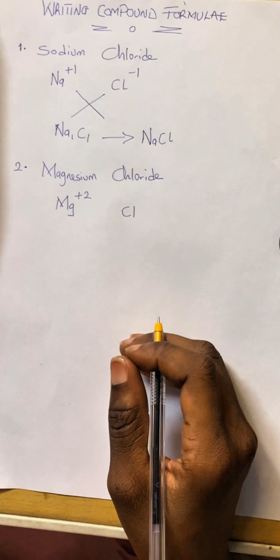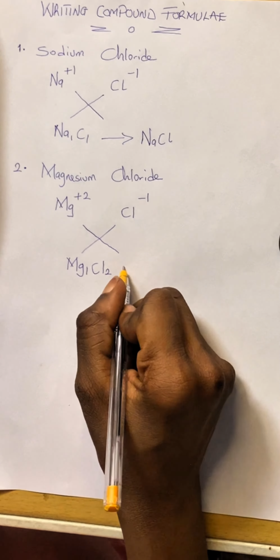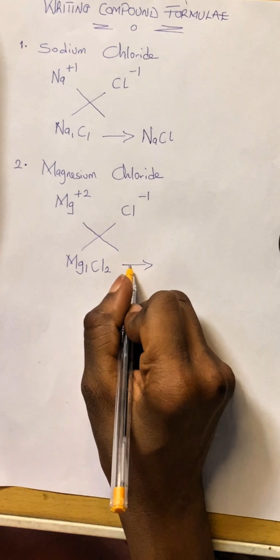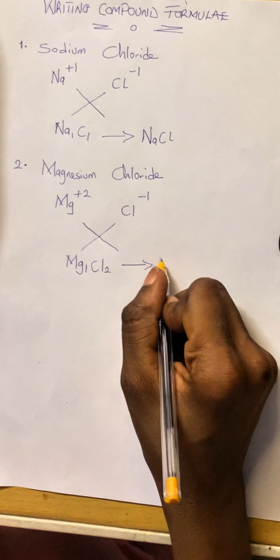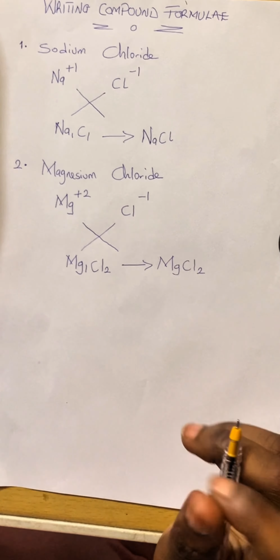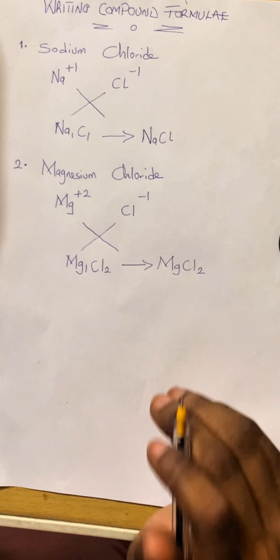So we will have Mg1Cl2. Now remember, I told you that we do not write 1 in chemistry, and because we do not write 1 in chemistry, it becomes MgCl2. So the formula for magnesium chloride is MgCl2. I hope you understand. So let's take another example.